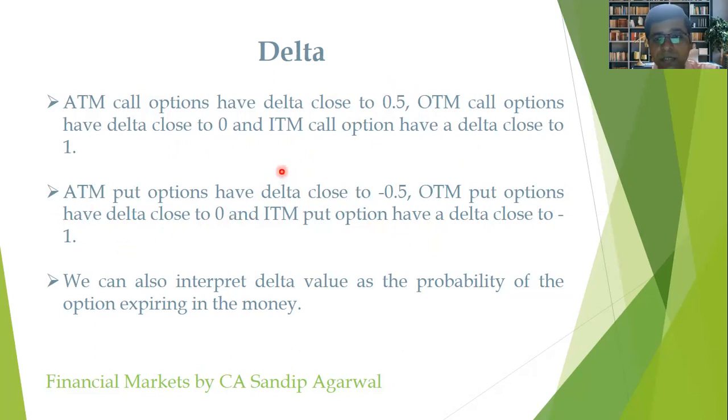We can also interpret the delta value as the probability of the option expiring in the money. Now, if somebody has bought an ATM call option, which has a delta of 0.5, or an ATM put option, which has a delta of negative 0.5, it means that this option has a 50% probability of expiring in the money at the expiry of the underlying instrument. Similarly, if somebody has bought an in the money call option or an in the money put option which has a delta of, say, 0.7, then it means that those options, whether call or put, have a 70% probability of expiring in the money.